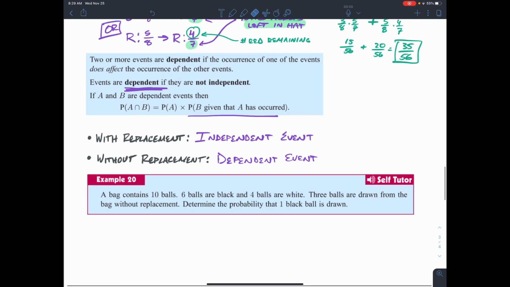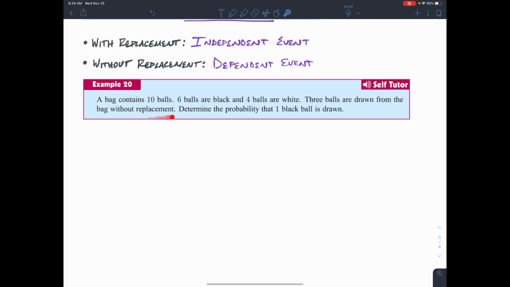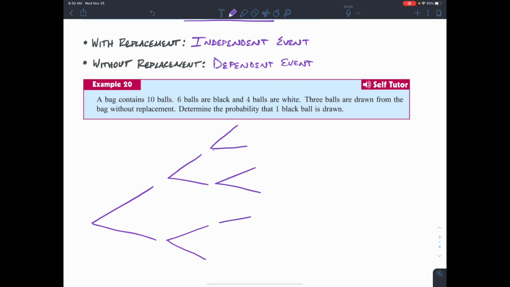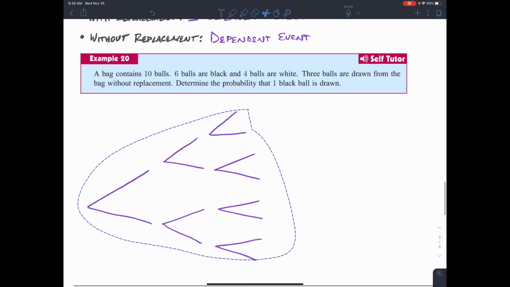All right, we've got one or two more examples here. So here we've got a bag of balls, 6 black, 4 white. We're drawing 3 balls, and we're going to determine that 1 black ball is drawn. So I'm going to do a tree diagram. I like 2-dimensional grids, but sometimes they are not as easy because they only allow us to draw 2 events. So if we've got 3 events happening, drawing the 3 different balls, then we might have to do this tree diagram. And we'll give a little bit of space there, and a little bit of space here as well.